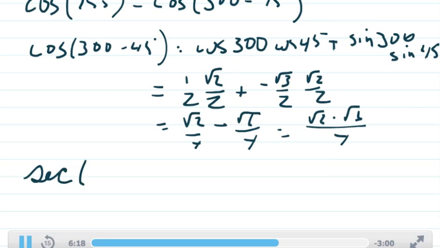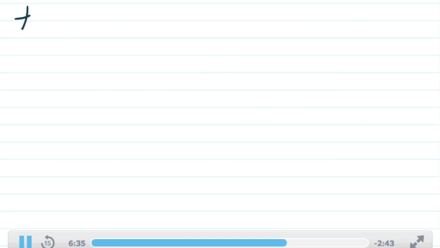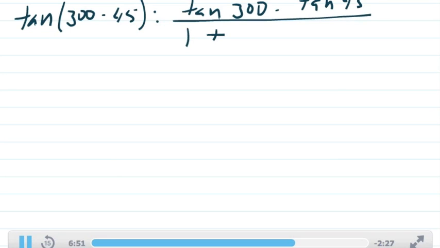And that means the secant of 255 is just the reciprocal of that, which is 4 over square root of 2 minus square root of 6. That leaves us with one more thing that we need to do, and that's tangent of 300 minus 45, which is tangent of 300 minus tangent of 45 over 1 plus, remember that sign alternates, tangent of 300, tangent of 45.